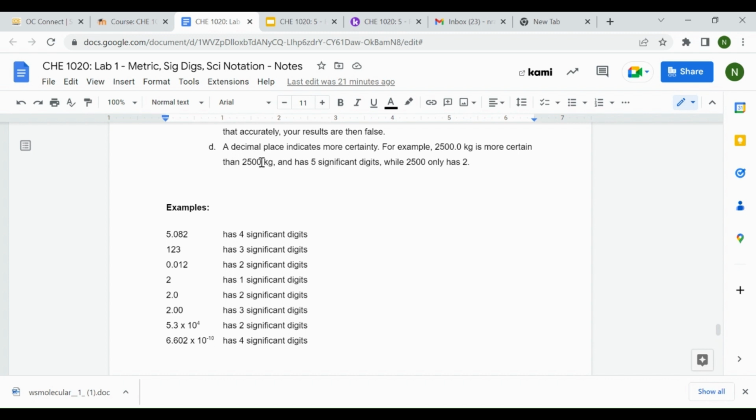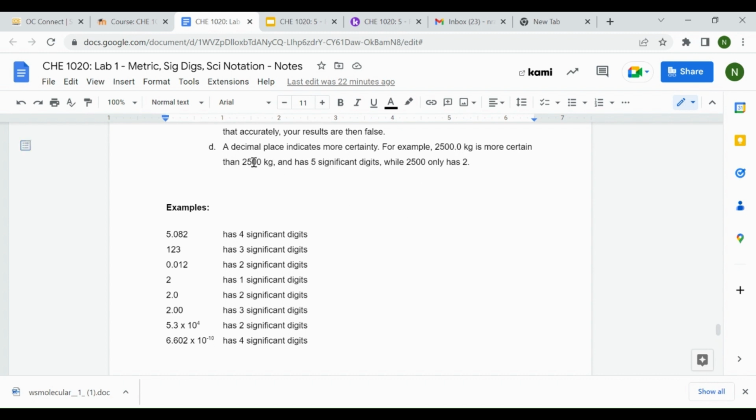I don't know if it's 2,500 point 0.3 kilograms, could be 0.2, right? Because all I'm certain of is that it rounds to 2,500. Whereas here, this number tells me it's 2,500 and 0 tenths. So it's measured to the tenths.